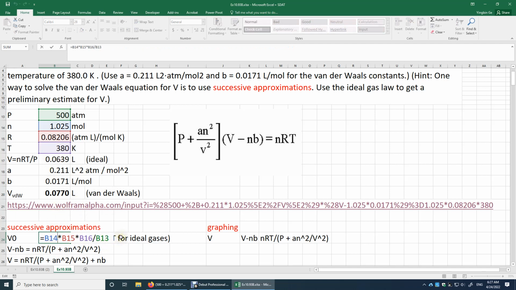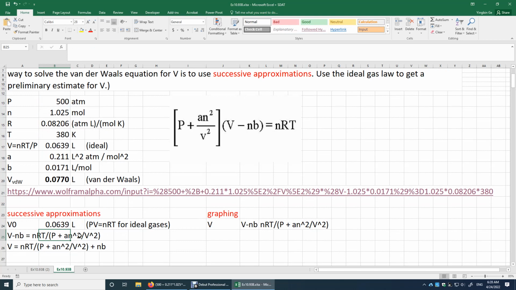Ideal gas law is easy. It's PV equals nRT, so volume is nRT over pressure. You see the equation here, B14 times B15 times B16 divided by B13 is just nRT over pressure. You get this volume in liters. This is just my initial approximation. This is not accurate. You can see the more accurate result is 0.0770.